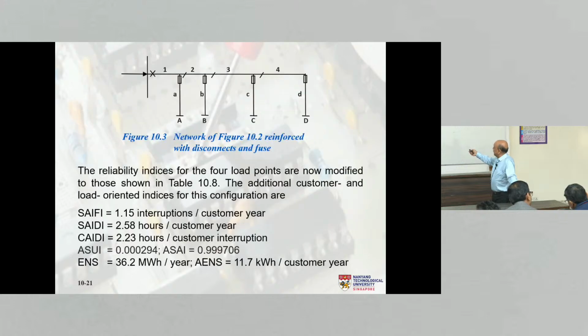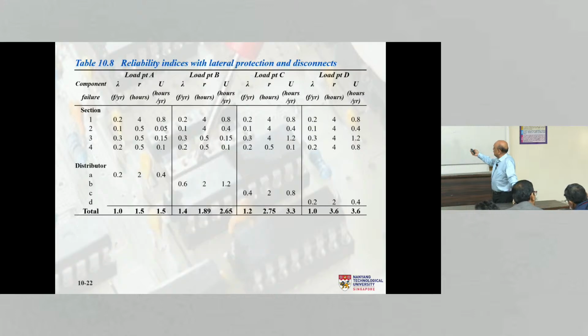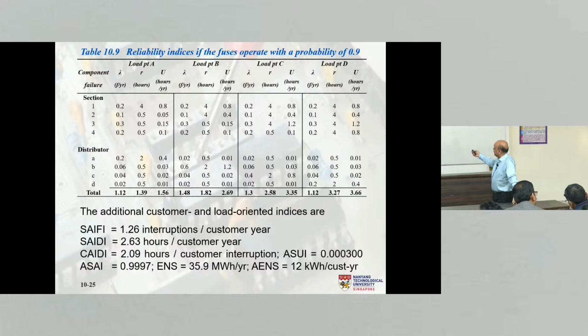Where is our system? Yeah. So distributor B, there is a fault, yeah? The fuse will fail, and the fuse is there, and therefore the load point A is not affected, right? In fact, you can switch, right? There is a disconnect here. So even if this fuse fails to operate, yeah, you can use the disconnect. So you will see that it is only the switching time. Yeah, it's only the switching time, 0.5. Same for lateral C, same for lateral D.